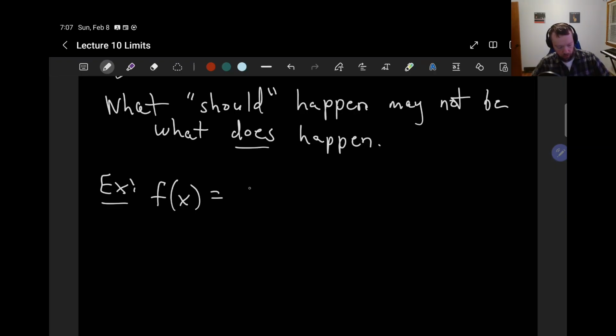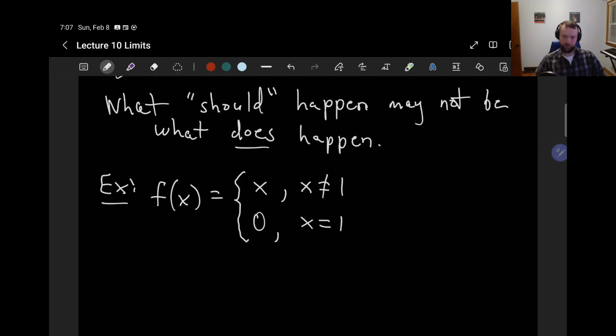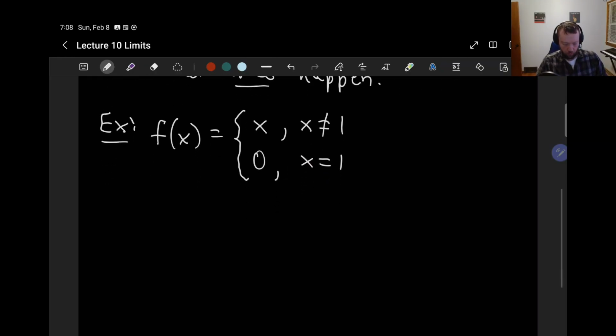And here we're getting into what's called a piecewise function, where you define the function in, well, multiple pieces. So f of x behaves just like the function f of x equals x when x is anything but 1. But when x is equal to 1, we say that it's 0. Let's take a look at the graph.